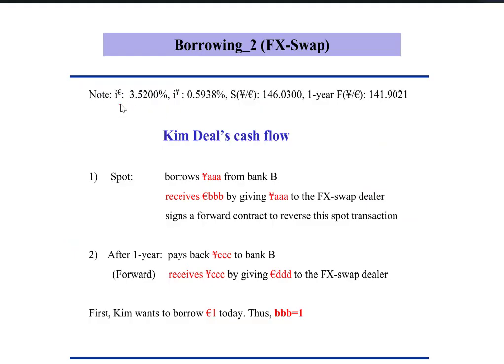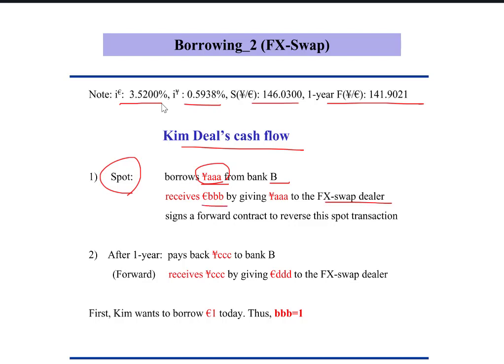So the euro interest rate is given, the yen interest rate is given, the spot exchange rate, and the 1 year forward exchange rate. Let's talk about Kim Dil's cash flow. In the spot transaction, Kim Dil is going to borrow a certain amount of yen from Bank B. And then Kim Dil is going to give this yen amount to the FX swap dealer using a spot transaction and will receive a certain amount of euro. This is today's transaction.